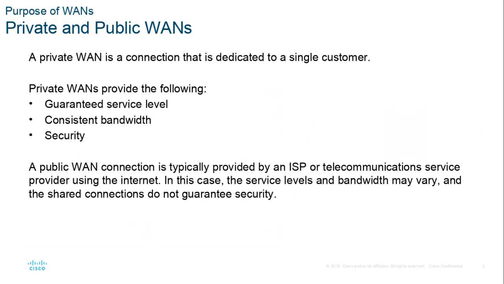A private WAN is a connection that a single customer has. So if I had a private T1 line, we used to have private T1 lines between the campuses, and they didn't go to an internet service provider. They were our own lines. So that gave us connection from campus to campus.